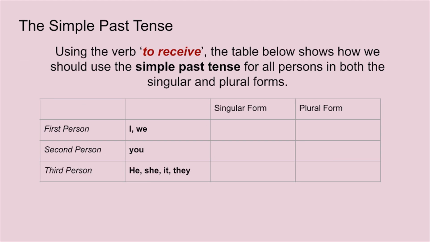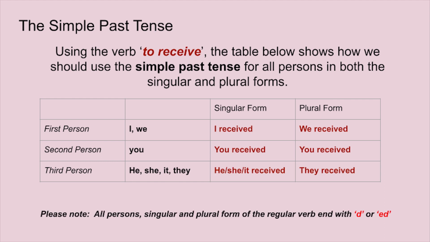Again, using the verb to receive, the table below shows how we should use the simple past tense for all persons in both the singular and plural forms. To form the simple past tense for all persons in both the singular and plural forms, we simply add d or ed to the present tense of the regular verb. So we would say, we received. You received. He, she, it, they received.